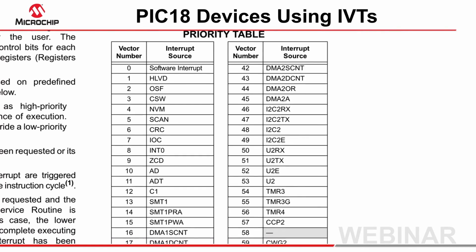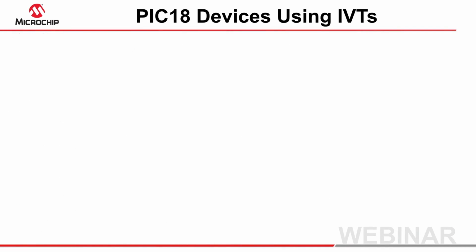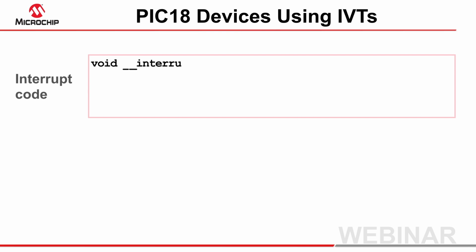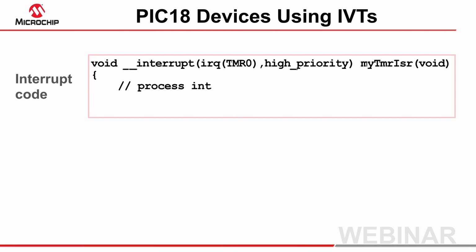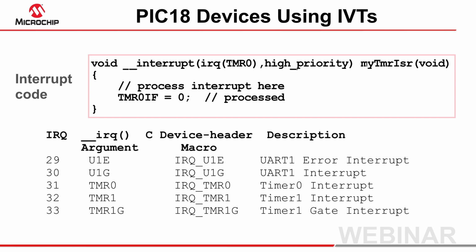Determine the priorities to assign to each interrupt source you plan to use. Then, typically, you will write one interrupt function for each source. You must use the _interrupt specifier with the interrupt function. Indicate the interrupt source by using the IRQ argument and a predefined symbol corresponding to the interrupt number. The interrupt source symbols can also be found in the chip info files.